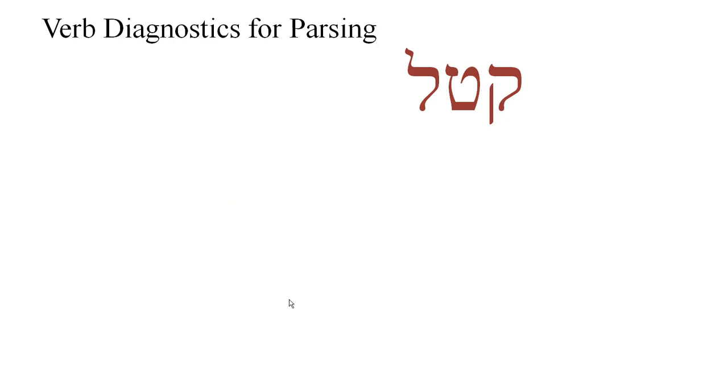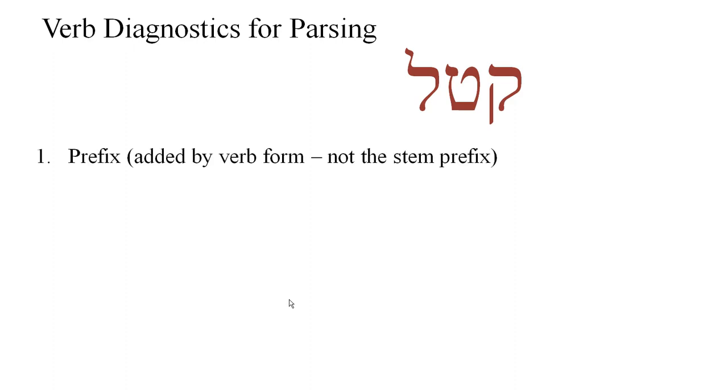Before we move on, we need to look at some diagnostics that we use for parsing verbs. So the first diagnostic is that we look for a prefix. As we said, the Yiqtol form has a verbal prefix. Now here we're talking about a prefix added by the verb form, not by the stem. So we're not talking about a stem prefix. We're talking about something added by the verb form. So we pay attention to that. We pay attention to the prefix vowel. If there is a prefix, then we want to see what vowel comes with the prefix.